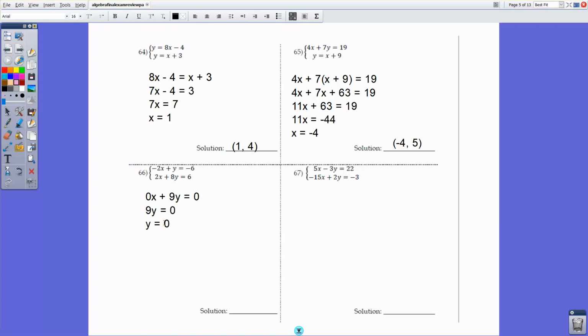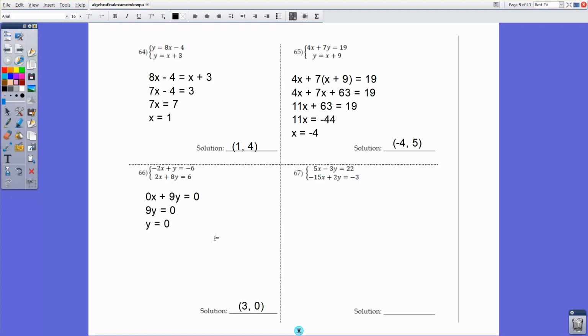And then if I plug that number into one of these two equations, I like using the second one. It doesn't matter which one you use, of course. So 8 times 0 is 0, so 2x equals 6, which means x equals 3. So my solution should be 3 comma 0.